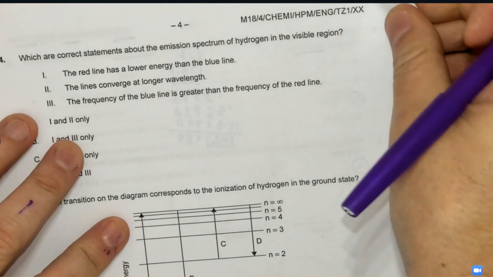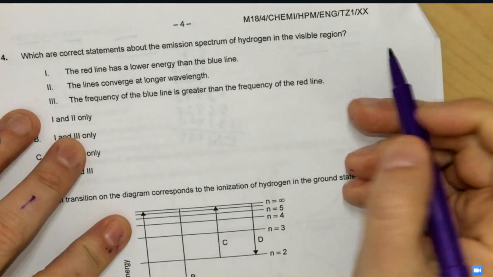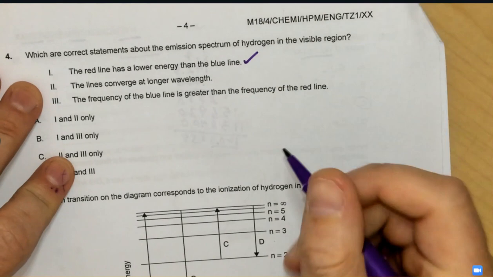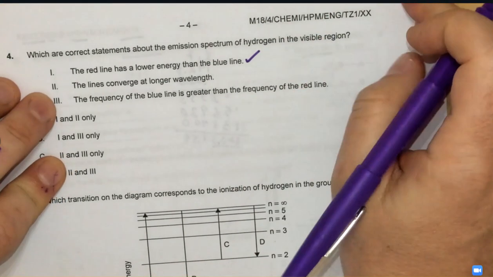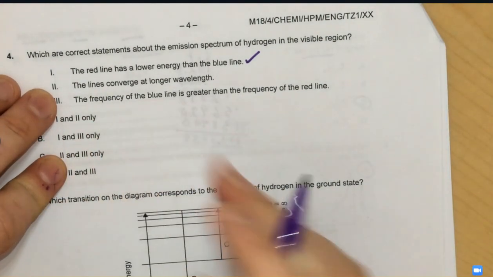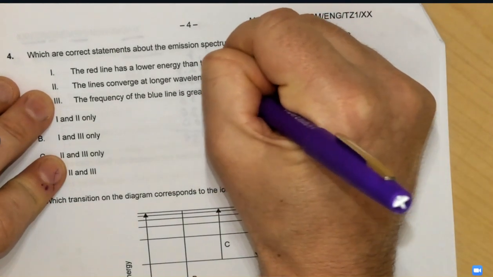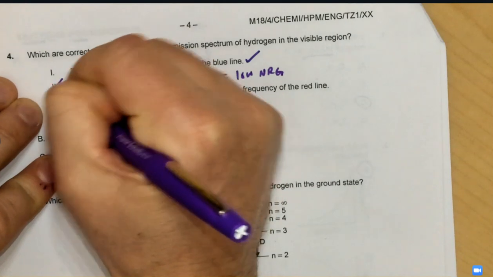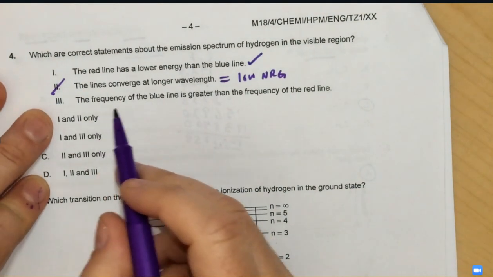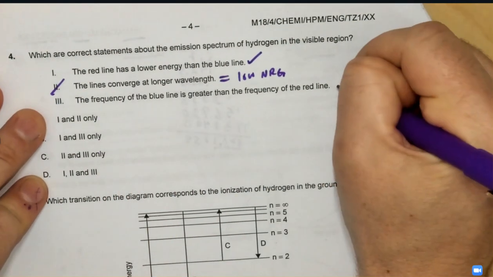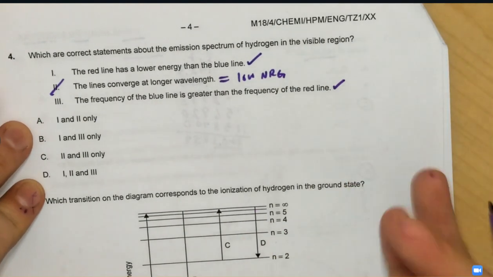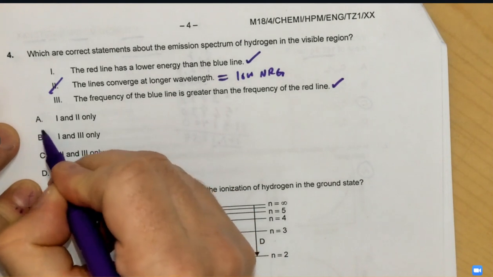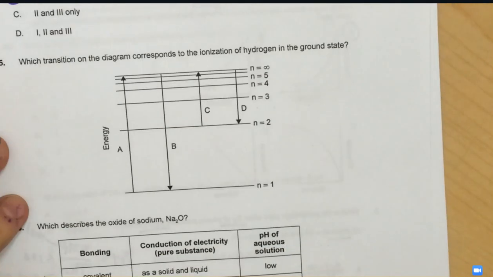Which statements are correct about the emission spectrum of hydrogen? The red line is lower energy than the blue line. Indeed, because red light is lower energy than blue light. The lines converge at longer wavelength. Well, remember, longer wavelength means lower energy, and they converge at high energy. The frequency of the blue line is greater than that of the red line. Yes, indeed, because high energy means high frequency. So 1 and 3 are our correct choices, so B is the answer.